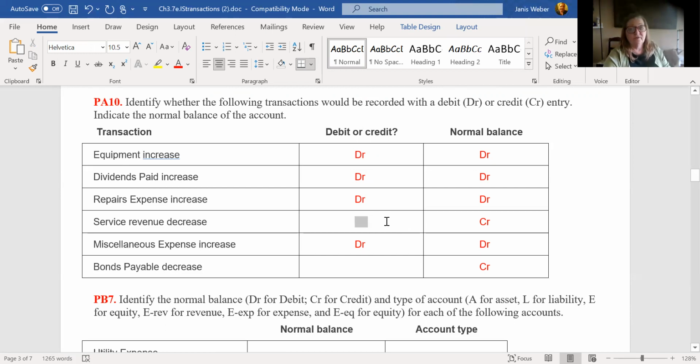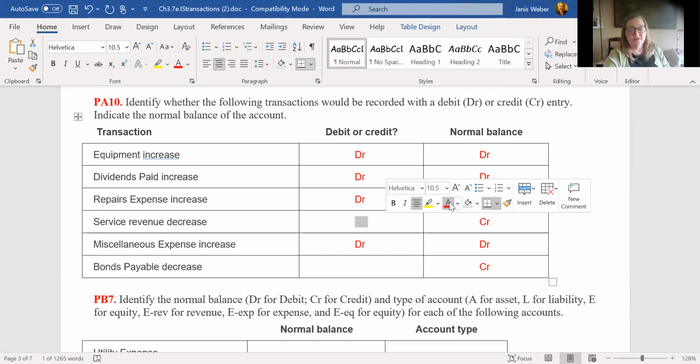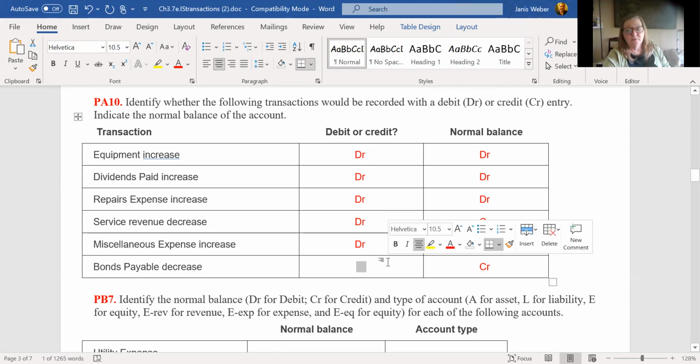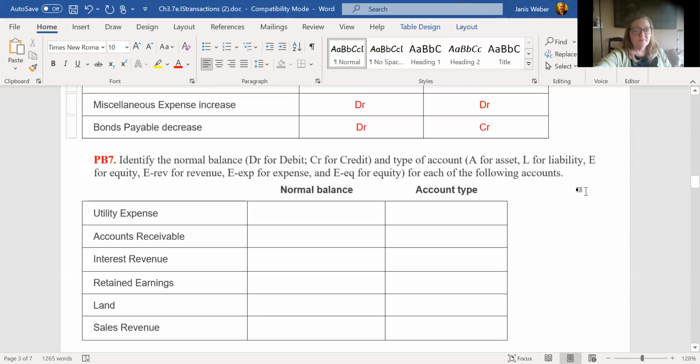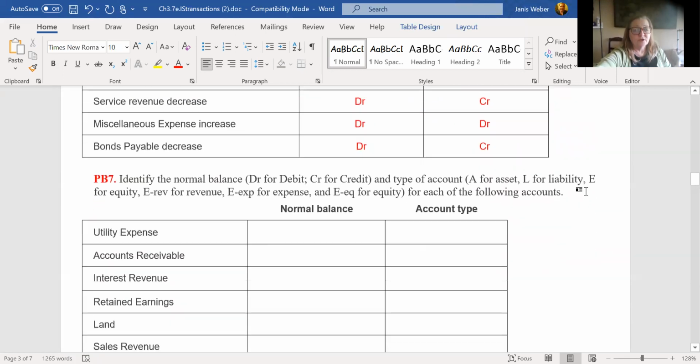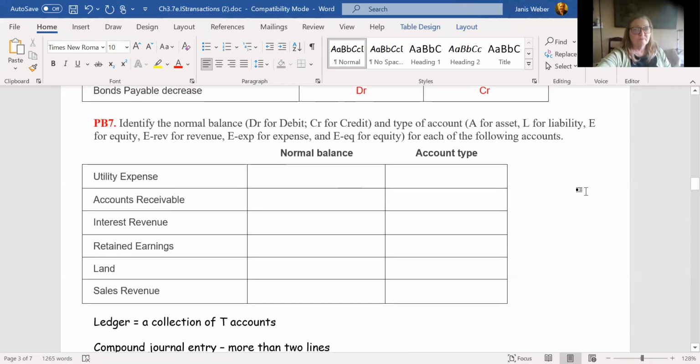So service revenue, if it decreased, it would mean you refunded somebody something that you had sold, then it would be a debit. If bonds payable decreased, where you paid some of the principal down on the bond, that would be a debit because it's reducing the normal balance. Same thing here, except they were sweet to us and put the normal balance first. PB7, you might want to pause and try this one.